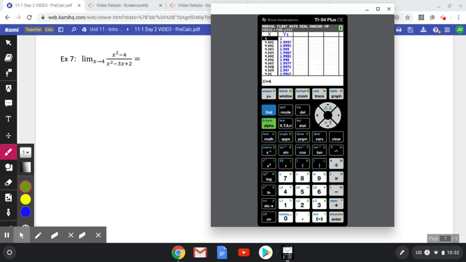If we hit second graph, you can also see that the function actually does have a y value of 2. We really don't care exactly what's happening there, but we can look from the left and the right and see that those values are approaching 2 as well. So we're going to write our answer here. The limit as x approaches 4 of this expression is 2.